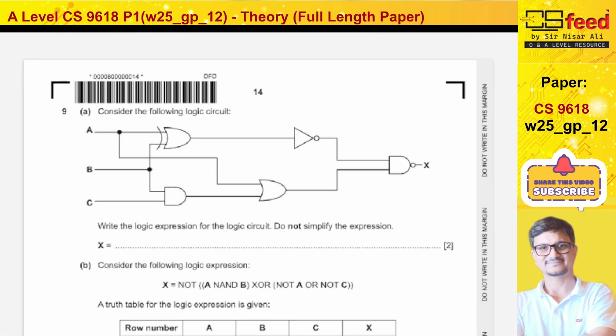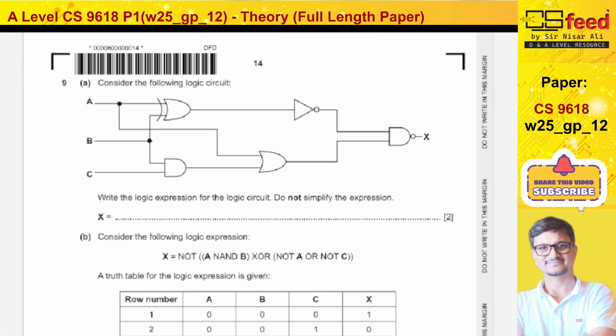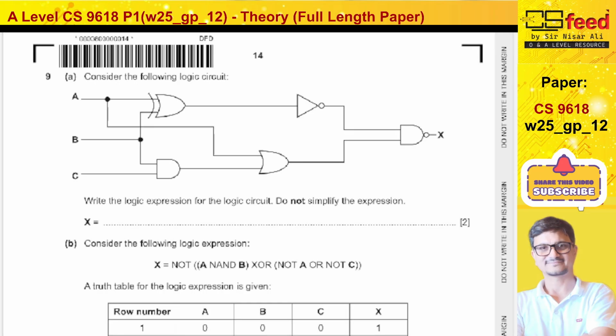All right. So number 9, consider the following logic circuit. Write the logical expression. Now here it is A and the other is B. So this is A XOR B. And this one is A, B, and C. And this one is then A or B and C. And this is A XOR B and whole not.